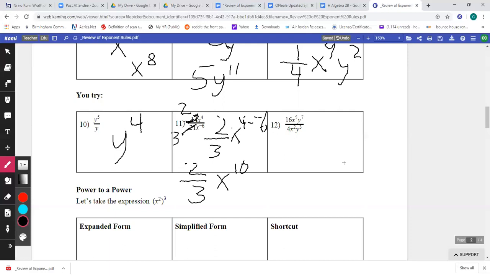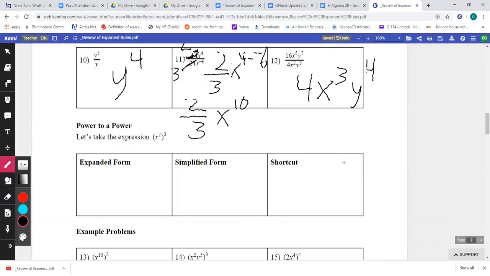Okay, number 12, 16 divided by 4 is 4. 5x to the 5th over x squared, I just subtract that. That should just be x to the 3rd. y to the 7th over y to the 3rd, I subtract that, and that should be y to the 4th. Okay, so that should be your answer.